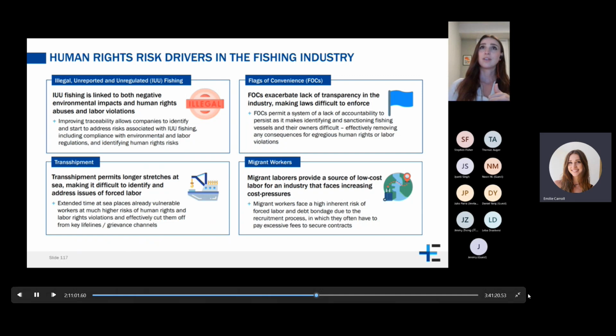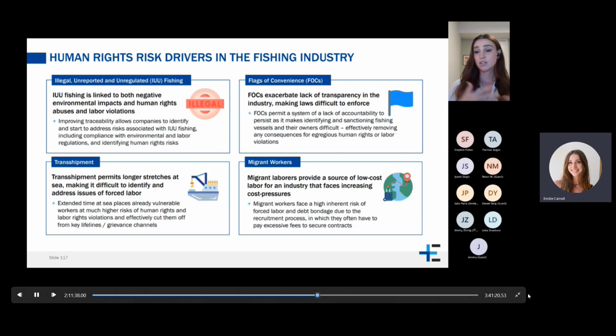Flags of convenience can also be really tricky because they can exacerbate the lack of transparency in the industry and also make laws very difficult to enforce. Flags of convenience permit a system of lack of accountability, as it makes identifying and sanctioning fishing vessels and their owners very difficult. So this can add that extra level because you can have a boat, you can find everything going wrong, but you might not be able to do anything about it. Of course, transshipment is always an added level of complexity in fishing supply chains.